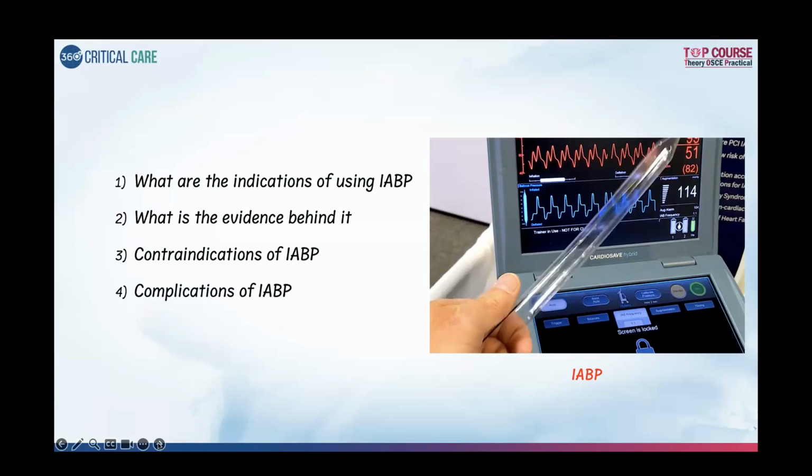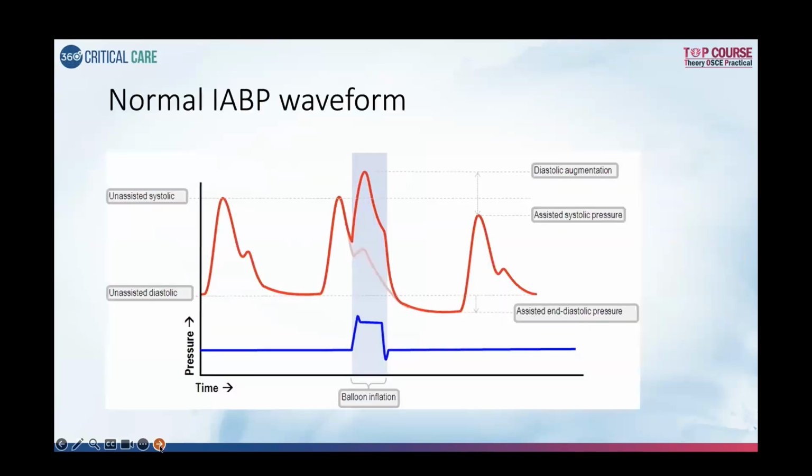So let's talk about the different abnormalities of the IABP waveform. First of all, this is a normal IABP waveform where you can see the arterial waveform, this one, and this is the augmented IABP waveform. The IABP starts inflating at the dicrotic notch, and this waveform is called the diastolic augmentation pressure. This is the diastolic augmentation pressure.